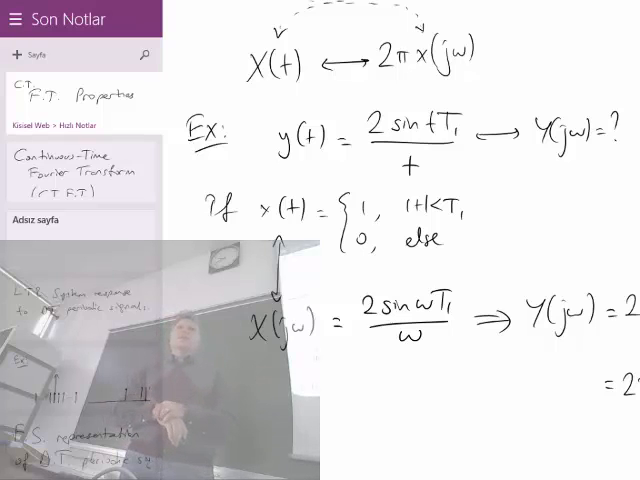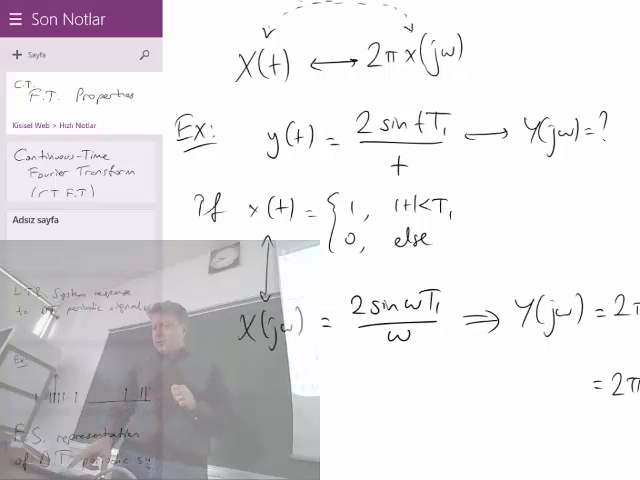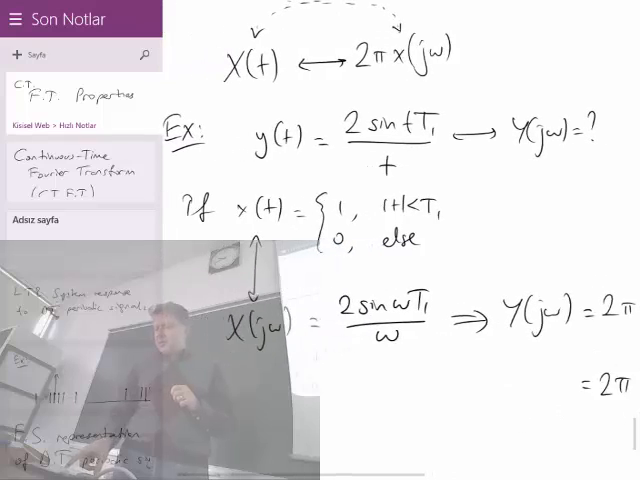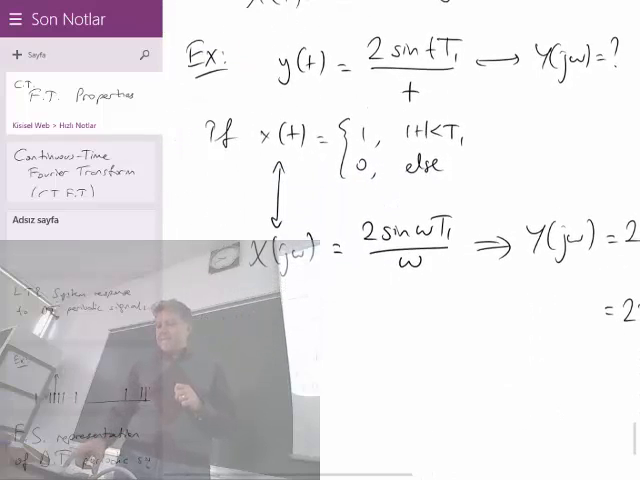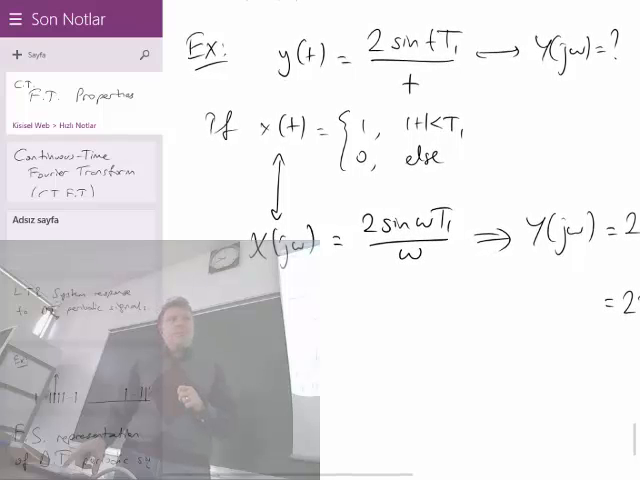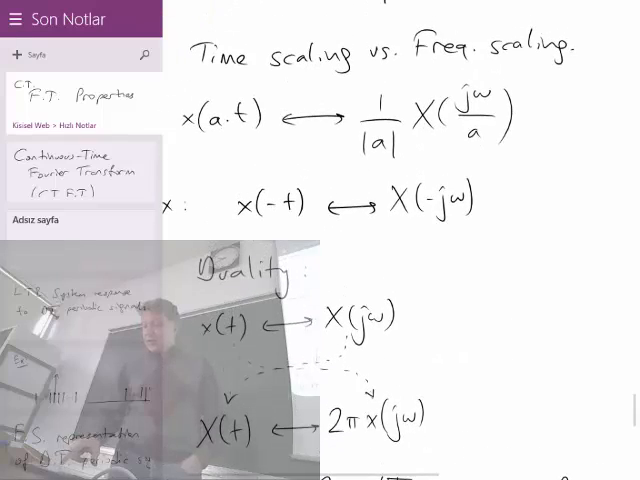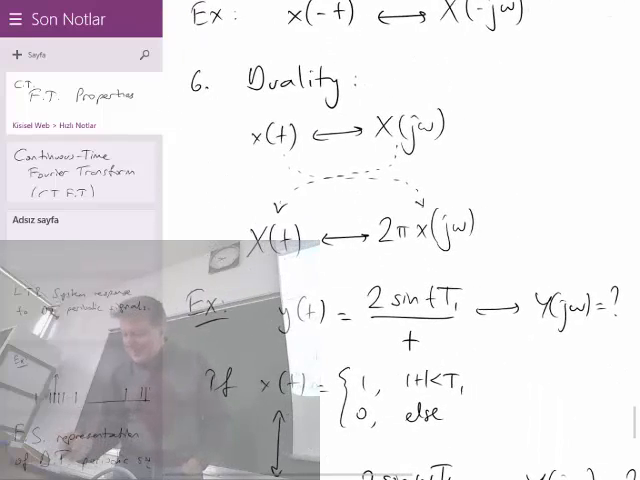And I'm sure from calculus, you may guess the difficulties. You have to apply integration by parts and things like that. There's a 1 over t and there's a 2 sine capital T1t multiplying each other. Very problematic. So the better way of solving it is by using the property here. I get it from the property, the duality property.